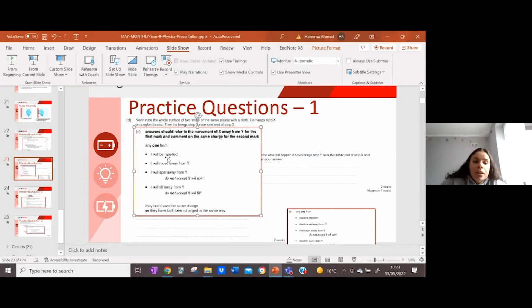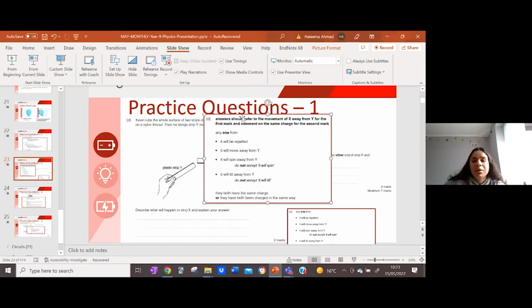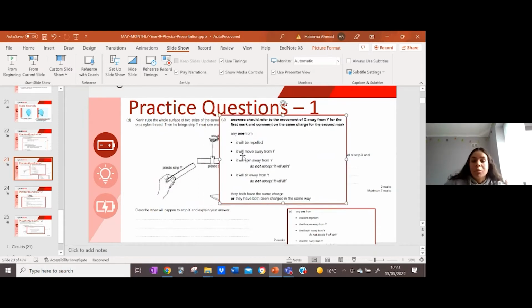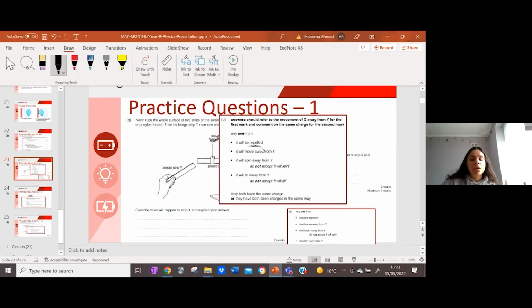They will be repelled, they'll move away from each other, or possibly it would spin. I would always say repel because we're talking about charges, or move away, but I think using the word repel is probably the best option. And why are they going to repel? Because they both have the same charge. If we've done the exact same thing to the same plastic, they're both made of the same plastic, we've used the same cloth, they're probably going to have the same charge. So they're going to repel each other.